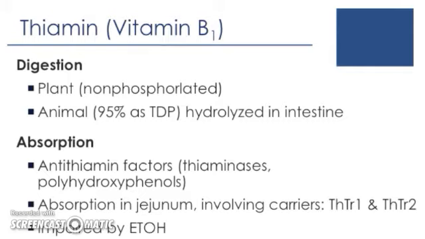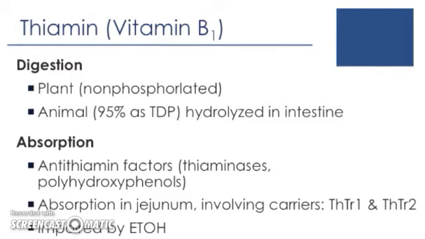While much of the thiamine that we consume is absorbed, so the percent absorption is fairly high, there are some what are called anti-thiamine factors that reduce its bioavailability. So we see what are called thiaminases, which are enzymes found in food that actually cleave thiamine, destroying the compound, and this reduces absorption. We also see what are called the polyhydroxyphenols, also reducing bioavailability of thiamine.